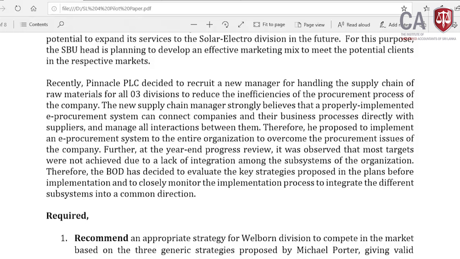Therefore, the BOD has decided to evaluate the key strategies proposed in the plan before implementation and to closely monitor the implementation process to integrate the different subsystems into a common direction.